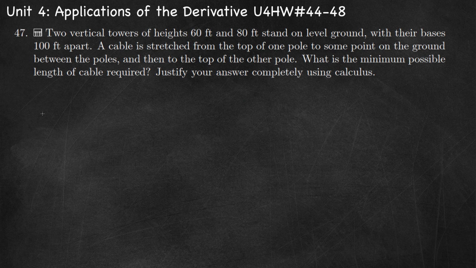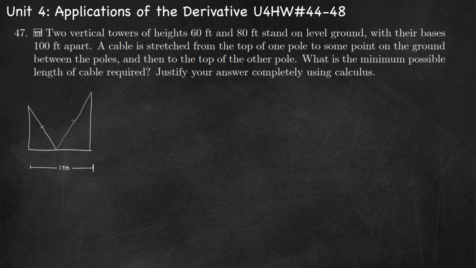47. Two vertical towers of heights 60 feet and 80 feet stand on level ground with their bases 100 feet apart. So 60-foot tower, 80-foot tower, and the distance between them 100. A cable is stretched from the top of one pole to some point on the ground between the poles and then to the top of the other pole. What is the minimum possible length of cable required?